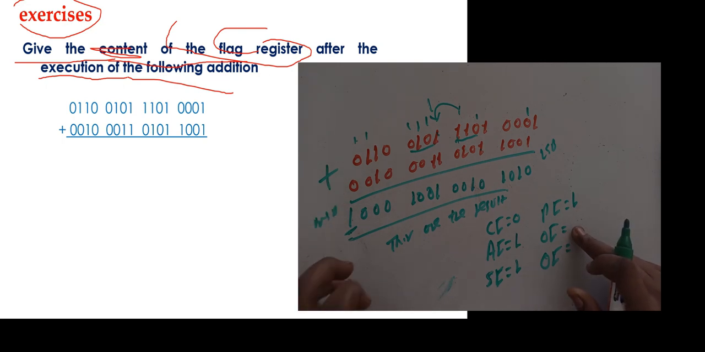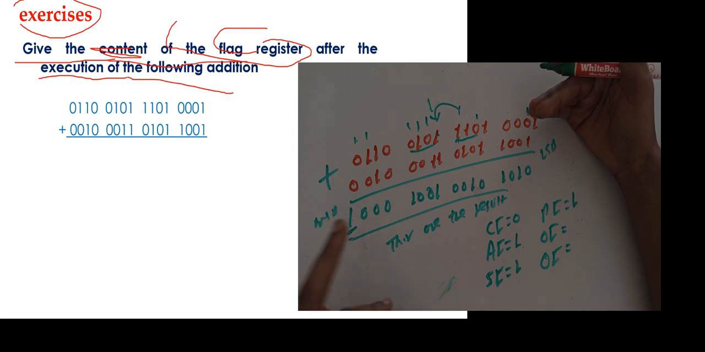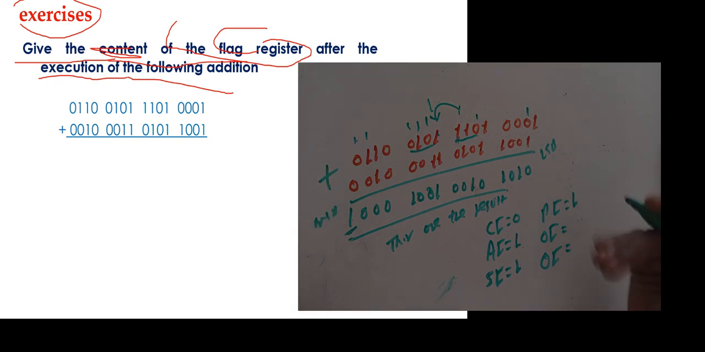Overflow flag. Overflow flag is set if the result is out of the range. When we calculate this arithmetic operation, we have got six digits. Our input is also six digits, so our result is not out of the range. If it's not out of the range, the overflow flag becomes 0. If out of the range, the overflow flag becomes 1. So the result is inside the range, so overflow flag becomes 0.